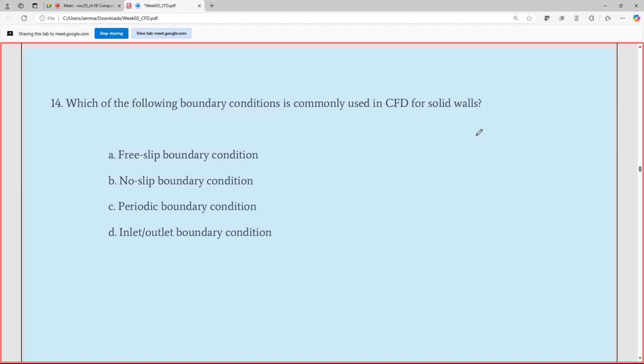Next question. Which of the following boundary conditions is commonly used in CFD for solid walls? So the question is on the type of boundary condition. Option A, free slip boundary condition. Option B, no slip boundary condition. Option C, periodic boundary condition. Option D, inlet outlet boundary condition. You can inbox your answers.